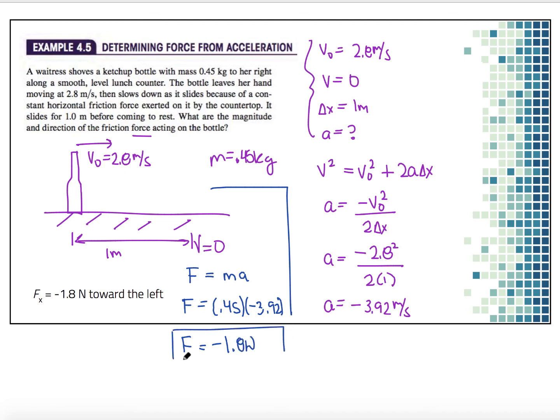Now you'll notice that in my answer here, I said that it's 1.8 newtons to the left. And that makes sense because if I am traveling to the right, my friction force is going to be to the left because it is resisting this ketchup bottle's motion.